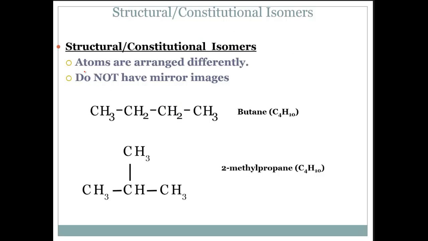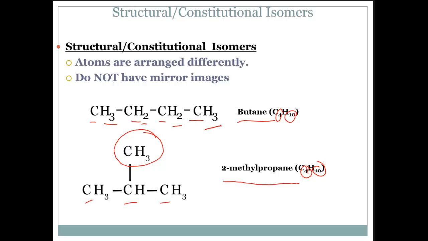So if we look at the difference between butane and 2-methylpropane, both of them have 4 carbons. 1, 2, 3, 4. 1, 2, 3. The fourth one is branched off. They both also have 10 hydrogens. 3, 4, 5, 6, 7, 8, 9, 10. On the bottom one, 3, 6, 9, and then the 10th one is there. So they have the same amount and same kind of atoms, but if you look at them, they look nothing alike. Same with the names. The names are different too because the names reflect the different isomers.